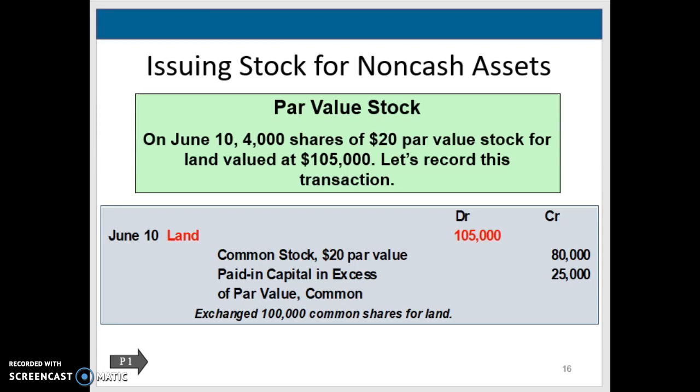We're giving them 4,000 shares, so that's going to be $80,000. That's a credit into common stock. The difference between $80,000 and $105,000 is going to be the paid in capital in excess of par value. So $105,000 minus $80,000 is $25,000. So we gave them shares of stock for land.